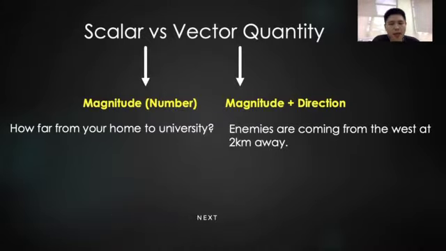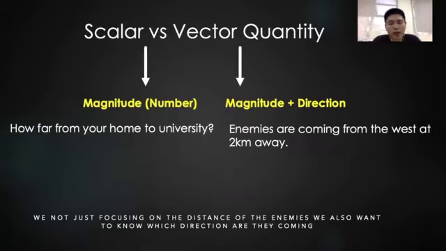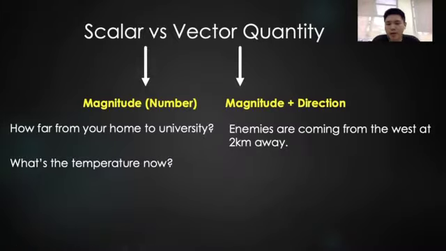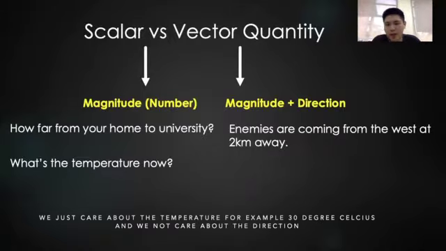Next, enemies are coming from the west at 2 km away, if we were playing games or watching some movies. We not only focus on the distance of the enemy, we also want to know which direction they are coming from. What's the temperature now? We just care about the temperature, for example 30 degrees Celsius, and we do not care about the direction.